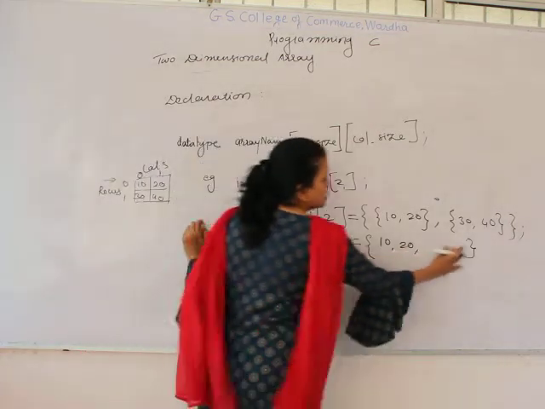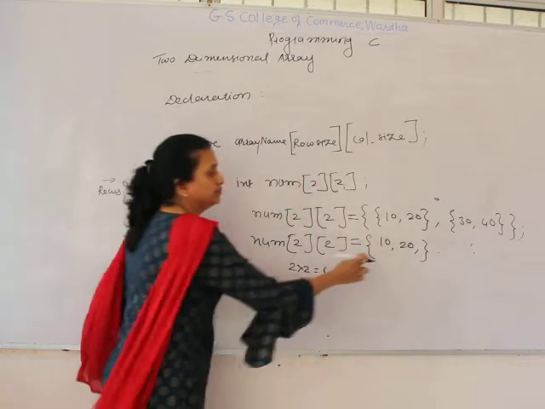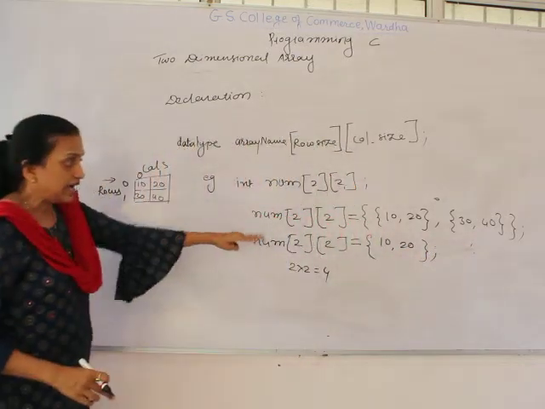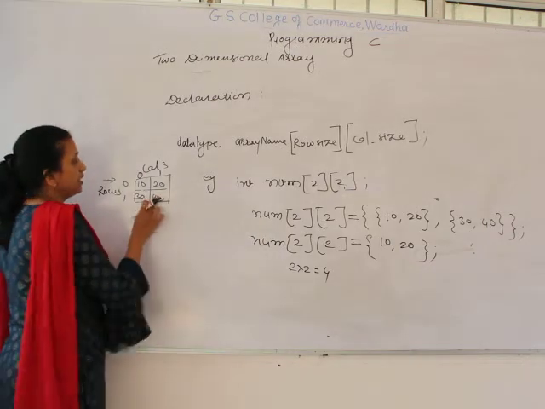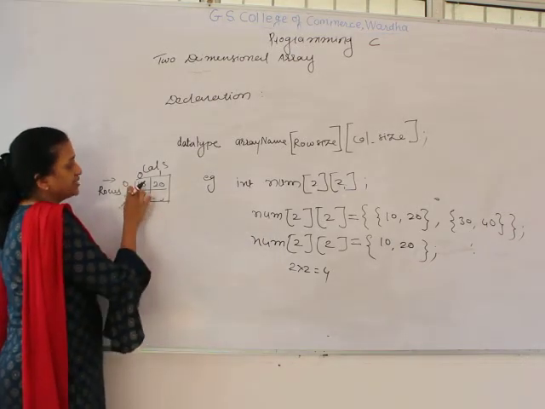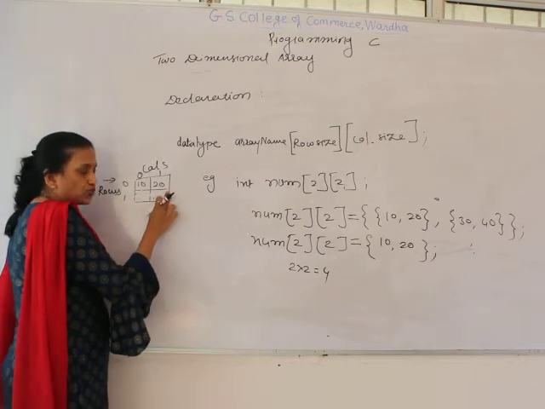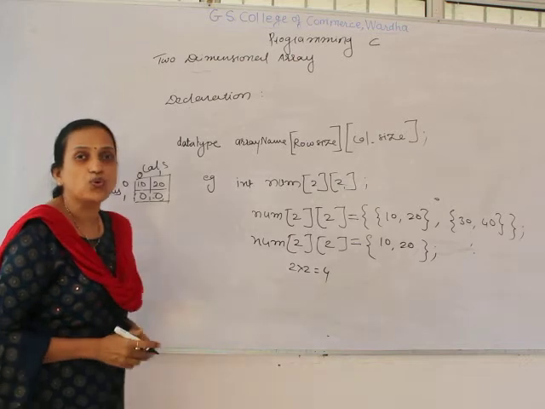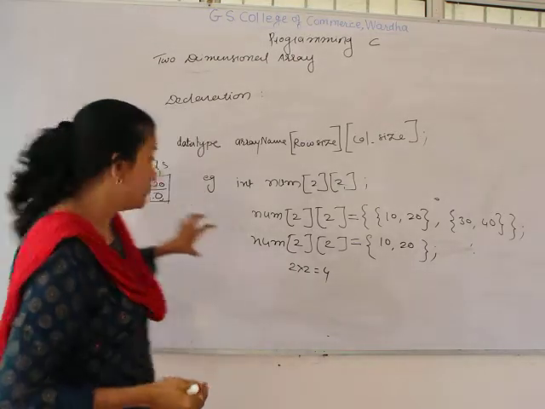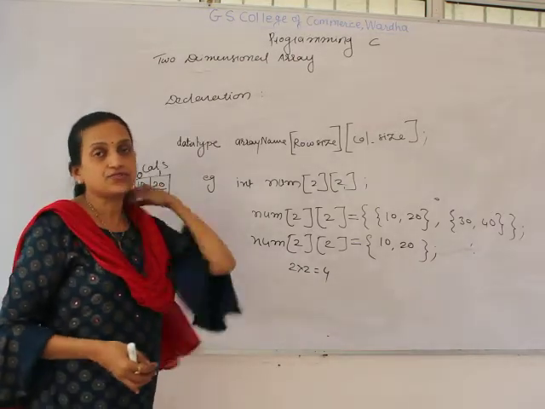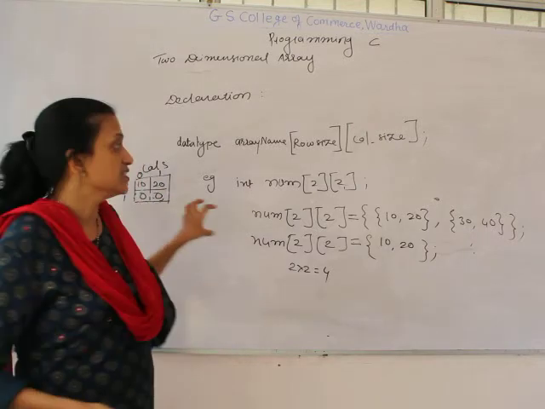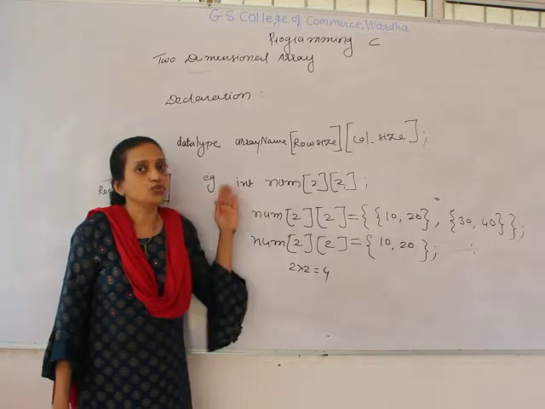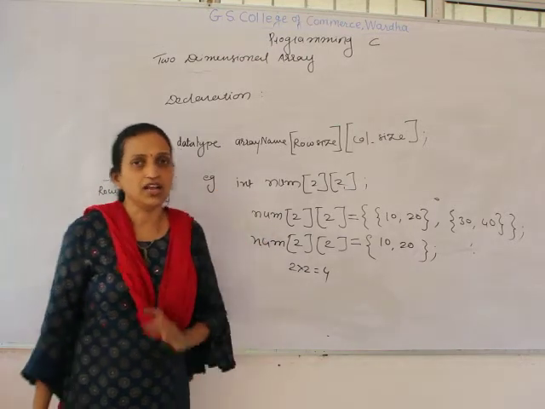And if you initialize only 2 values, then what will happen? At this stage, the compiler will initialize the values 10, 20 to the first row, and for the rest of the elements it will initialize 0 automatically. The rest of the elements will be initialized as 0. So I hope you understand how to initialize values to a double-dimensional array.